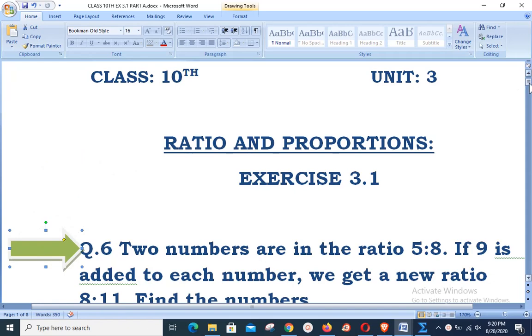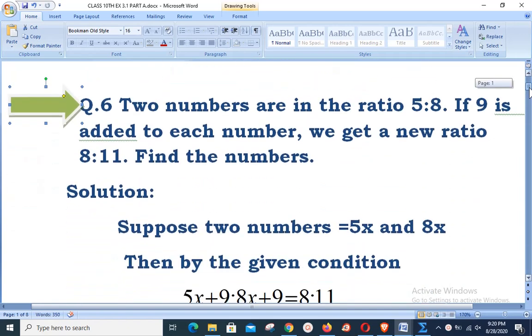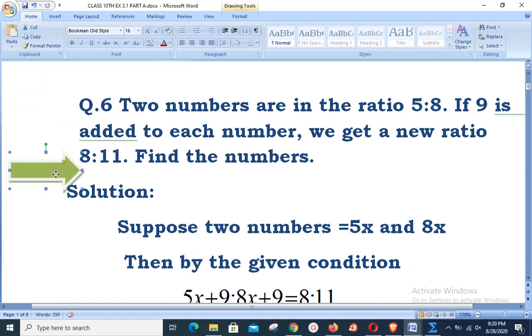The statement of the question says that if two numbers are in the ratio 5:8 and if 9 is added to each number, we get a new ratio, that is 8:11. Find the numbers. You have to solve this question.